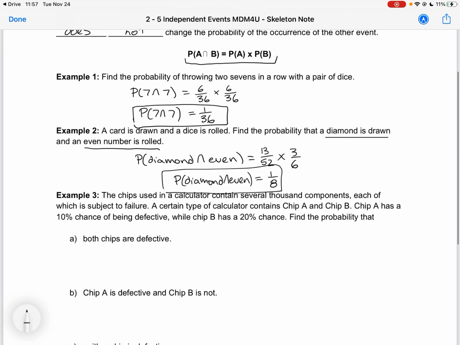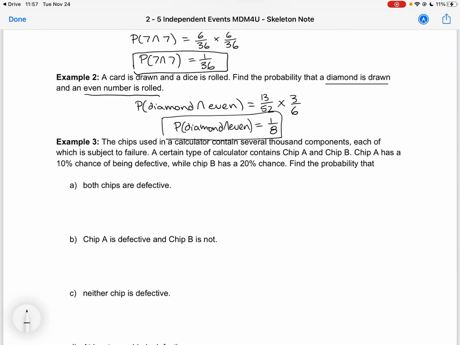Example 3 looks at chips used in calculators. A certain type of calculator has chip A and chip B, and both chips have certain probabilities of being defective. So what we want to know is the probability that both chips are defective. This is something that manufacturers try to minimize. So this is a useful statistic to have when marketing your product or determining the effectiveness of your manufacturing process.